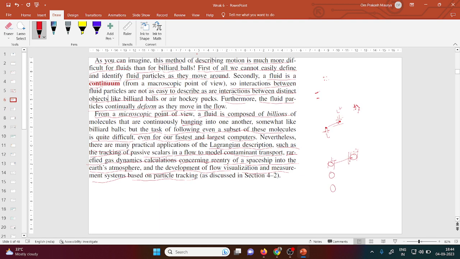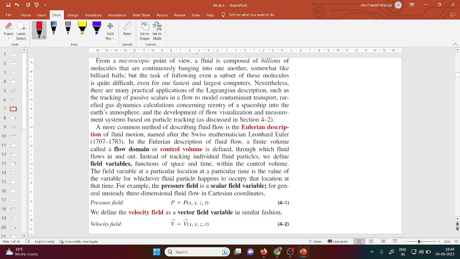Okay, so now a more common method of describing fluid flow is the Eulerian description. Now I will discuss the Eulerian description. The more common method of describing fluid flow is the Eulerian description of fluid motion, named after the Swiss mathematician Leonhard Euler.